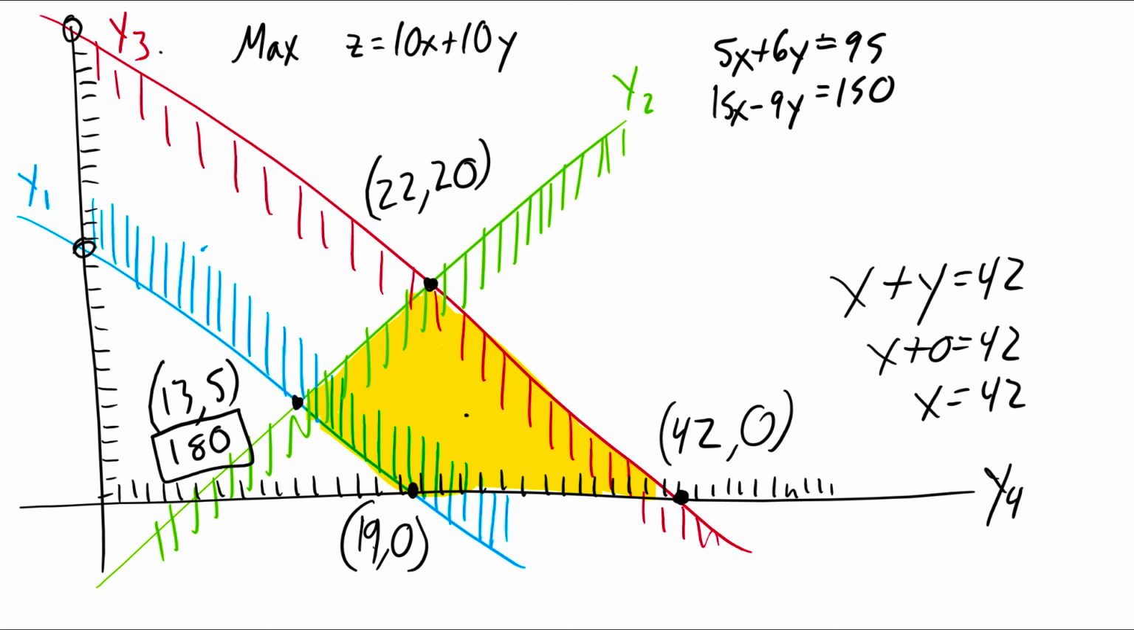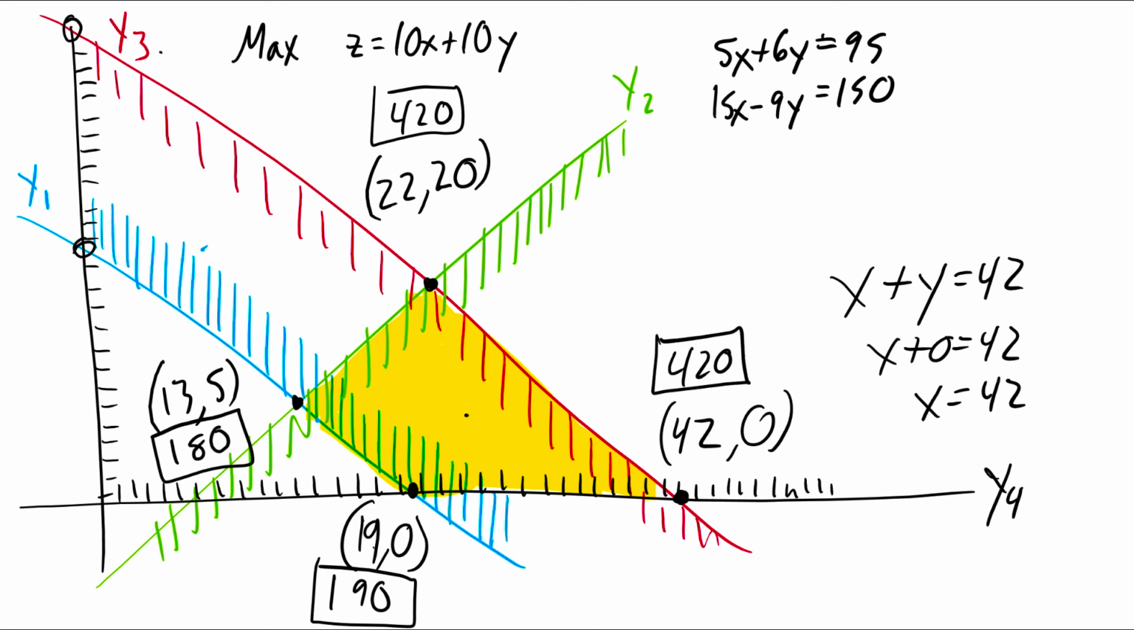We'll do the same thing for (19, 0). So 10 times 19 plus 10 times 0, that's going to be 190. (22, 20), that's 10 times 22 plus 10 times 20, that's 420. And then (42, 0), that's 10 times 42 plus 10 times 0, that is 420 as well. So in this case, our maximum is 420.